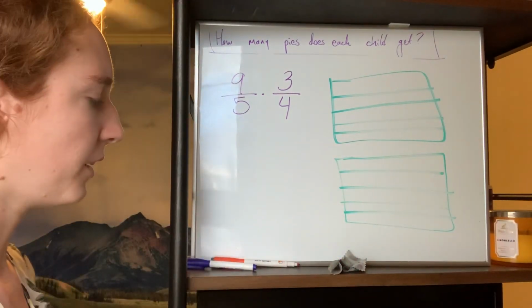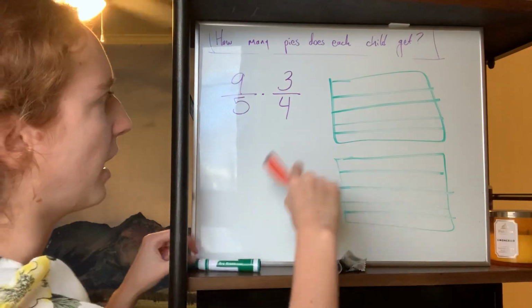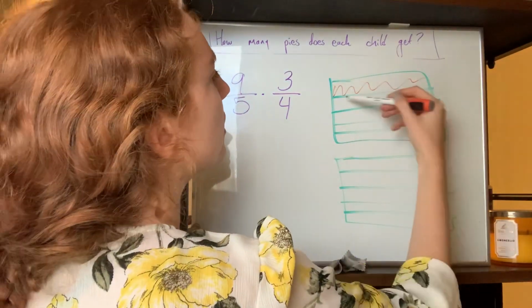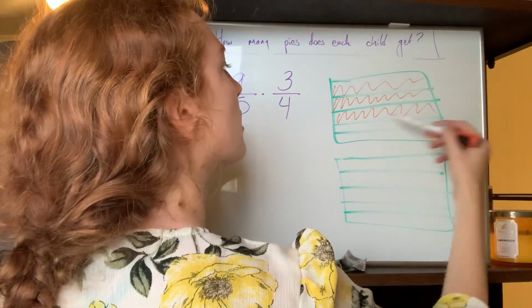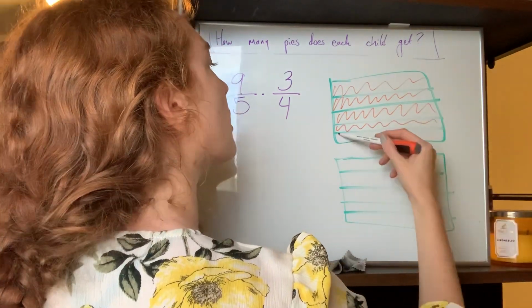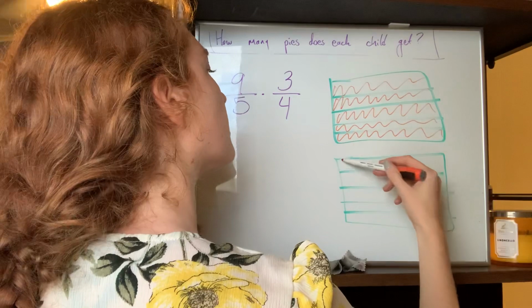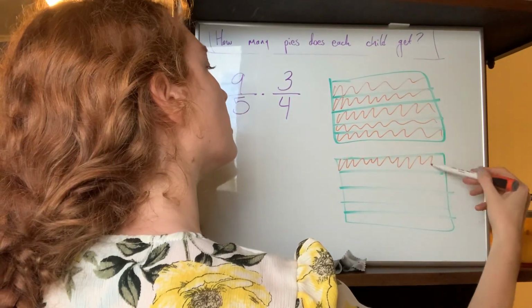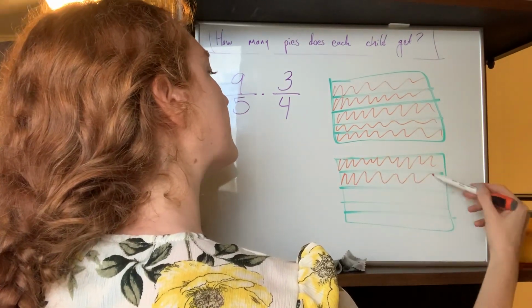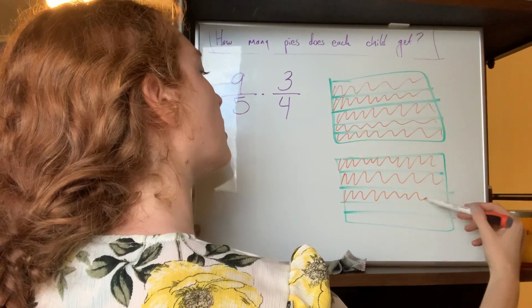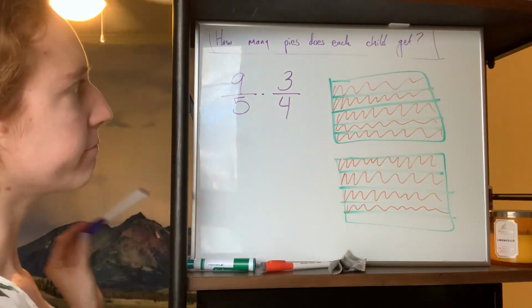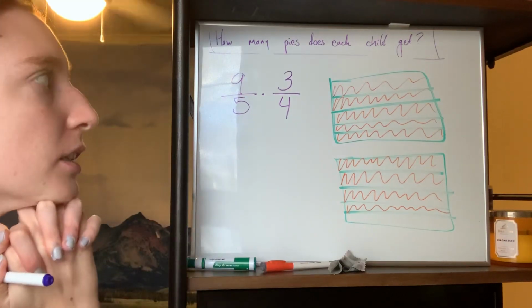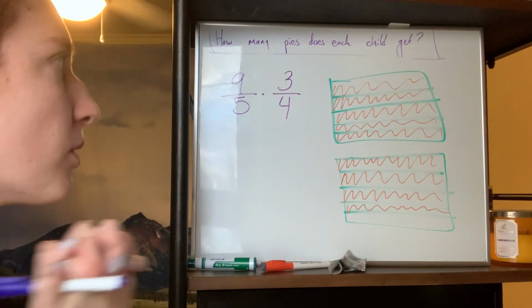Okay, everything's broken into fifths, and now how many fifths do I have? I have 9. So 1, 2, 3, 4, 5, 6, 7, 8, and 9. All right. And now I need to consider the 3/4.